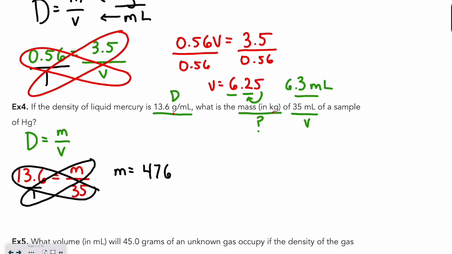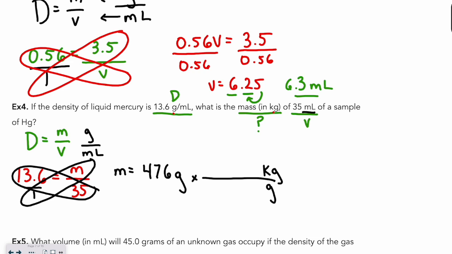What are my units? Well, my density is in grams per milliliter. So my volume was in milliliters, check. But my mass that I just solved for was in grams. But the question asks for my mass in kilograms. So I need to convert. I've got to get out of grams. I'm going to put grams on the bottom and I'm going to get into kilograms.